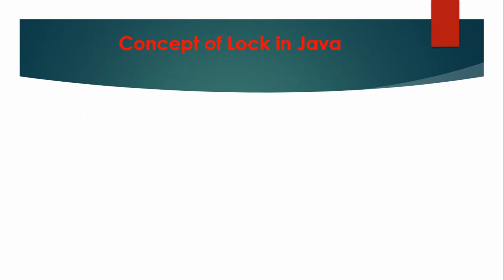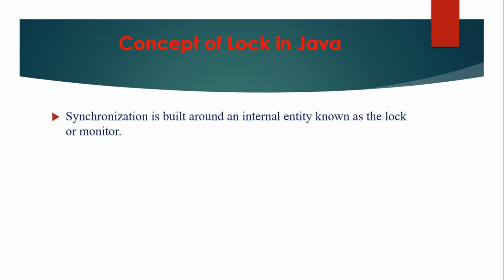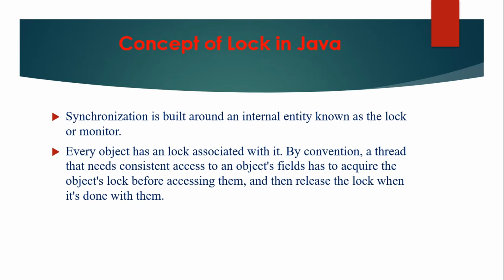Let's discuss the concept of lock in Java. Synchronization is built around an internal entity known as a lock or monitor. We can also consider a lock as a monitor. So what happens with a lock? Every object has a lock associated with it. By convention, a thread that needs consistent access to an object field has to acquire the object lock before accessing them, and then release the lock when it's done with them.